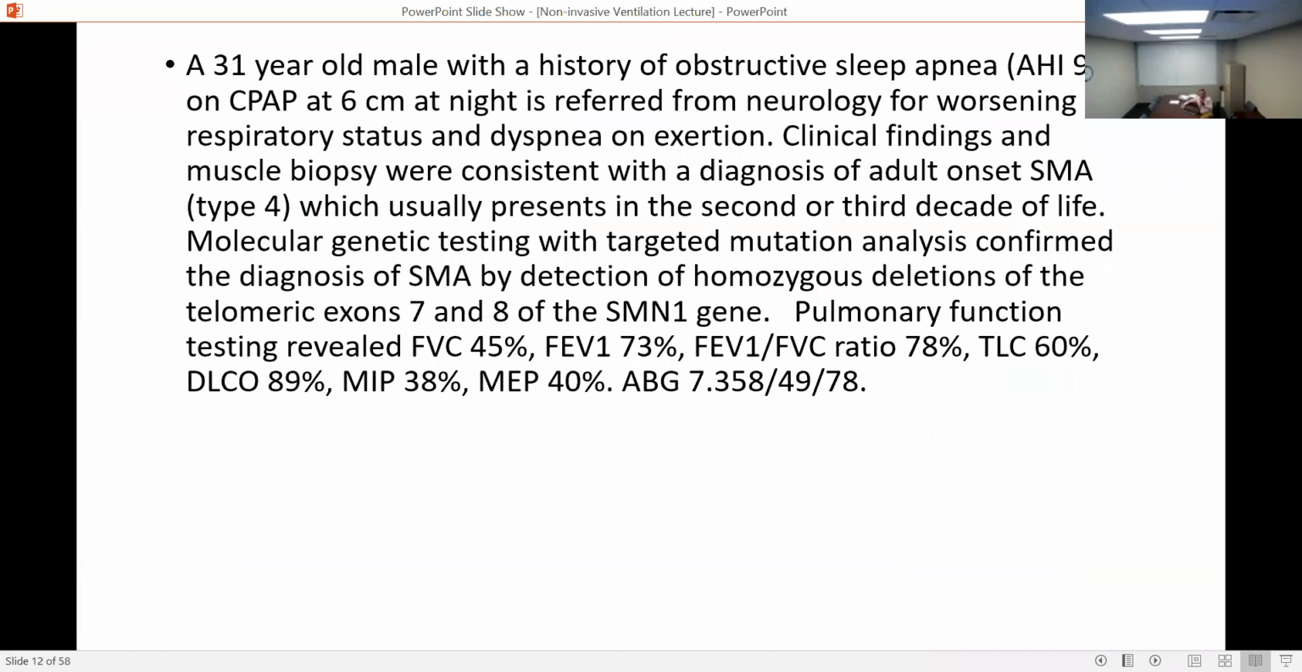So let's say you have a 31-year-old male with a history of obstructive sleep apnea on CPAP at 6 centimeters, referred from neurology for worsening respiratory status and dyspnea on exertion. Clinical findings and muscle biopsy were consistent with adult onset SMA, spinal muscular atrophy, which usually presents in the 2nd to 3rd decade of life. Molecular genetic testing with a targeted mutation analysis confirmed this diagnosis. You can see the pulmonary function testing there. Next slide.